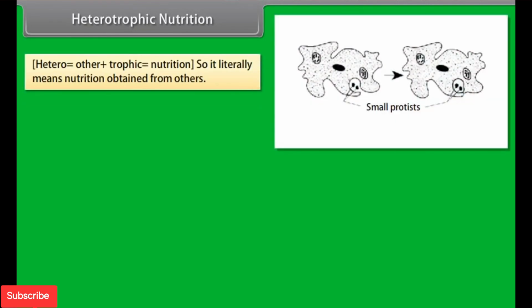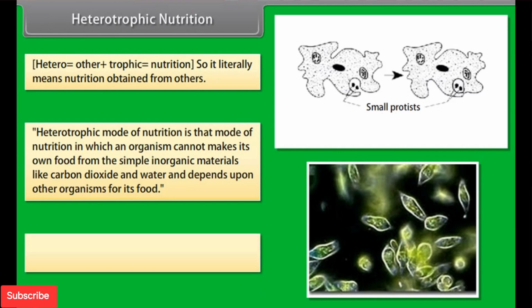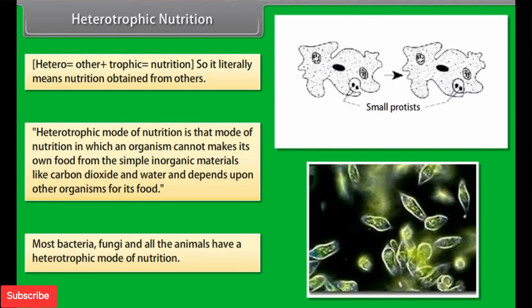Heterotrophic nutrition. Hetero means other, trophic means nutrition. So it literally means nutrition obtained from others. A heterotrophic mode of nutrition is that mode of nutrition in which an organism cannot make its own food from the simple inorganic materials like carbon dioxide and water, and depends upon other organisms for its food. Most bacteria, fungi, and all the animals have a heterotrophic mode of nutrition.